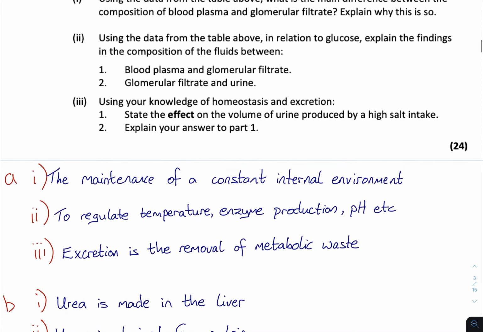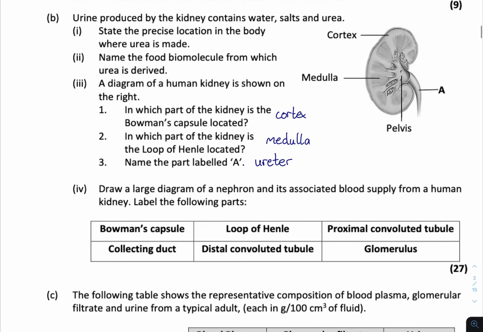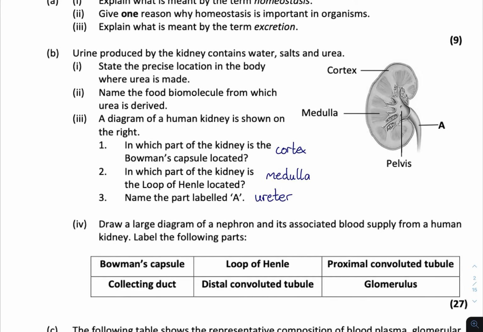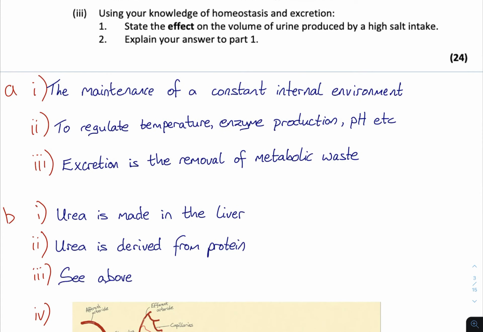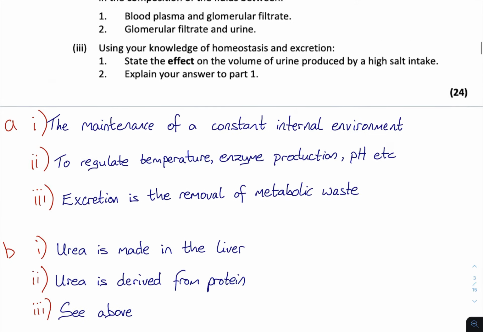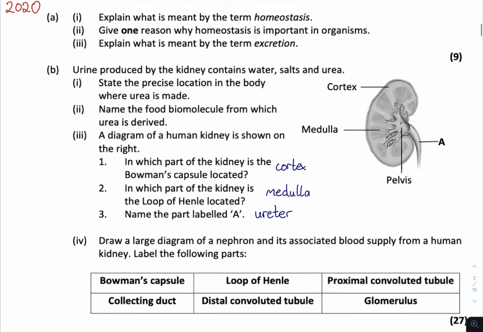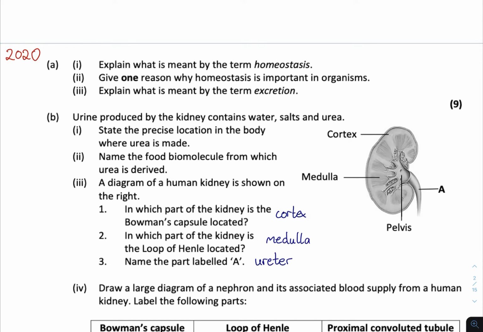Okay. Continuing on, so we're going to look at B now. Urine produced by the kidney contains water, salts and urea. State the precise location in the body where urea is made. And also, name the food biomolecule from which urea is derived. Okay, urea is made in the liver, guys, and it's derived from protein. That's just learning off. And it's obviously excreted through that of urine. Urea, urine, you can see the connection.